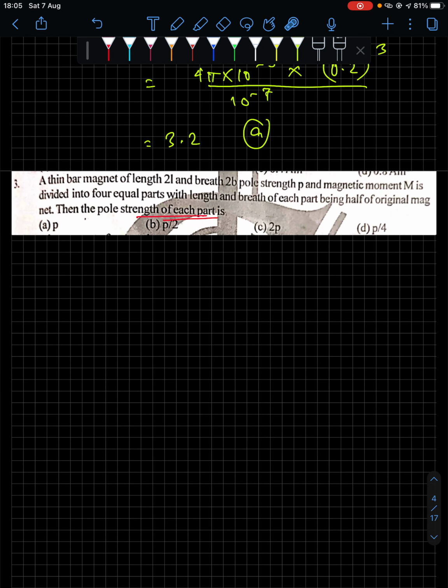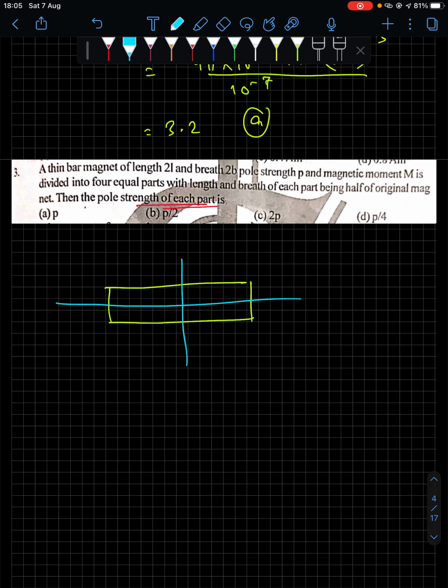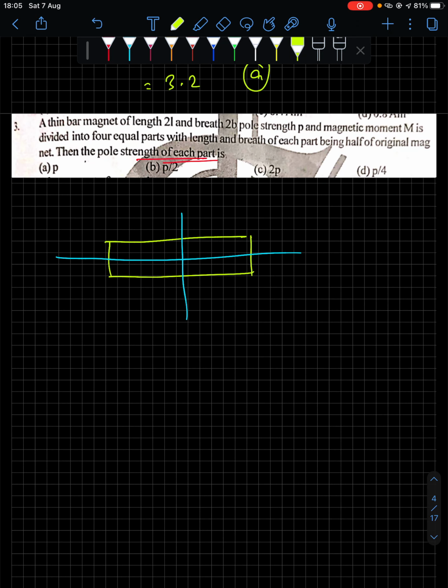Okay, so next, question number 3. A bar magnet of length 2L, with given breadth, has pole strength and magnetic moment given. Now, you have this bar magnet and you cut it into four equal parts. The pole strength of each part is what?